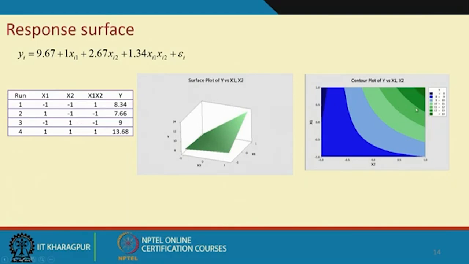Now, from here we are giving a contour plot: for different settings of x 1 and x 2, what will be the range of y values. There is a color combination. Suppose it is a maximization problem and you want the y value to be maximum, that is greater than 13 here; this is the zone of interest where you can set your process. Suppose it is a minimization case, then this is the zone where you will get minimum y values. But if there is a target value, suppose 10 to 11, then this is the zone which gives you a y value within 10 to 11, and accordingly you choose your x 1 and x 2 values.